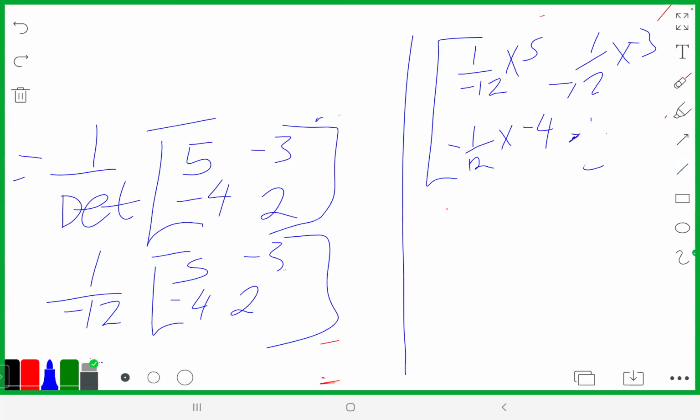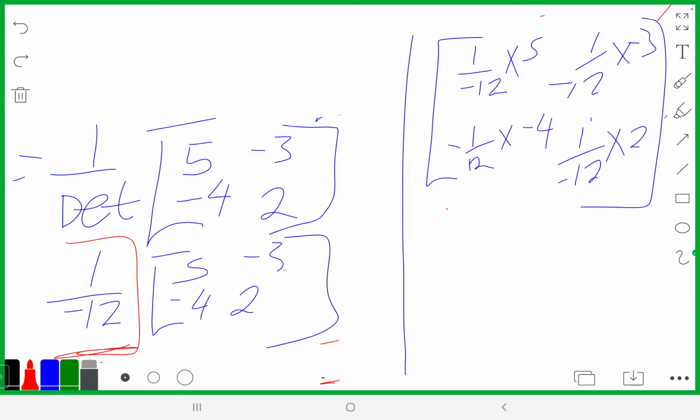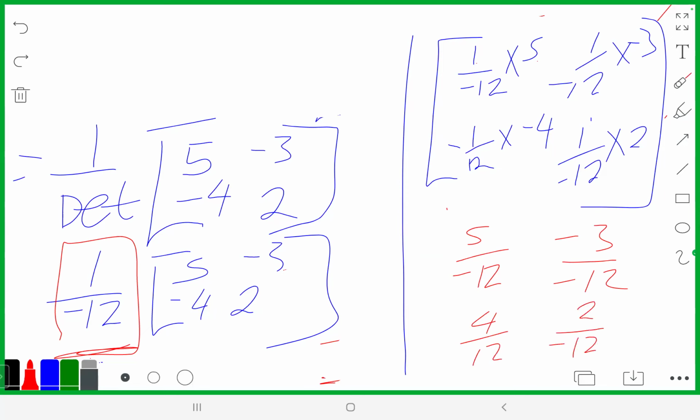Let me write it like this so that you're not confused, because you easily get confused. Negative 12 times 2. So in short, every number will be multiplied by this scalar. We call this a scalar. When you do that, 1 times 5 will be 5 over negative 12. This one, 1 times negative 3, will be negative 3 over negative 12. And here we have negative 1 times negative 4, it will be positive 4 over 12. And finally, here we have 1 times 2, it will give us 2 over negative 12.